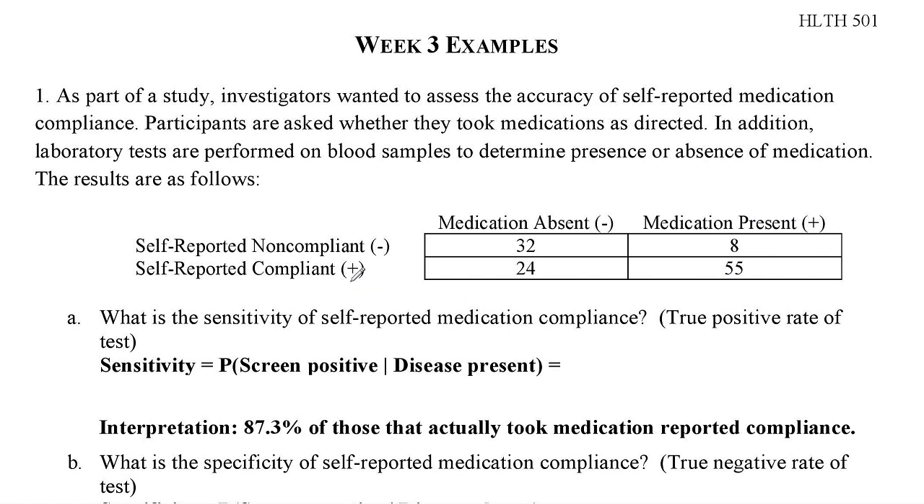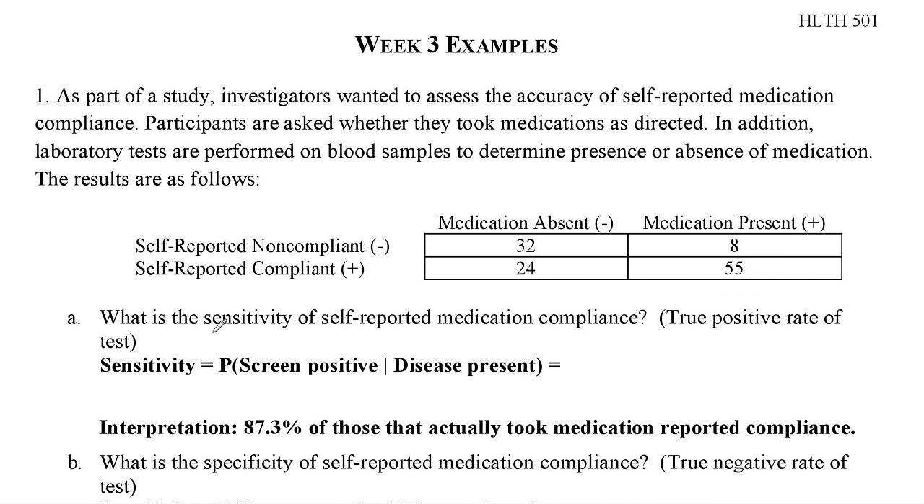Then those that self-reported as compliant, that's a positive result. Hey, I took my medication. Out of those, 24 had medication absent in the blood. So they either forgot or they're not being truthful. And for 55 in that group, medication was present, a positive.